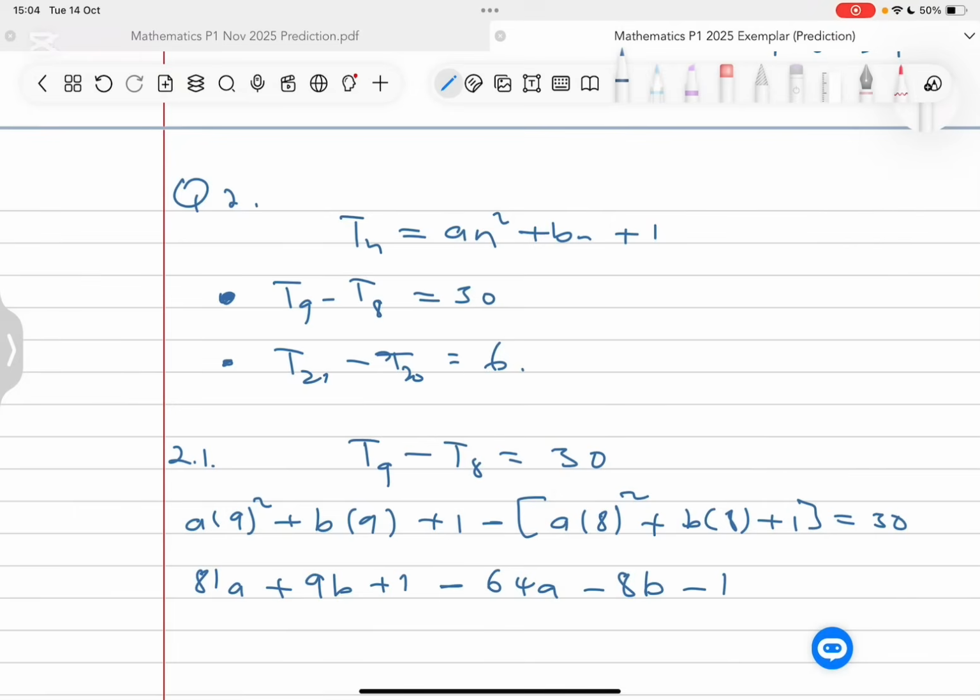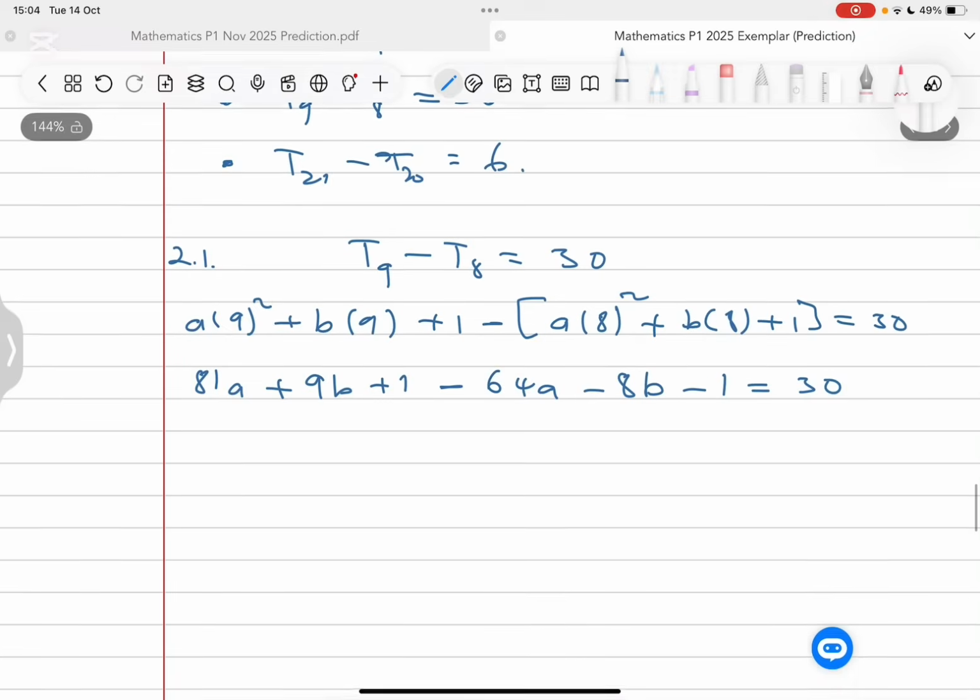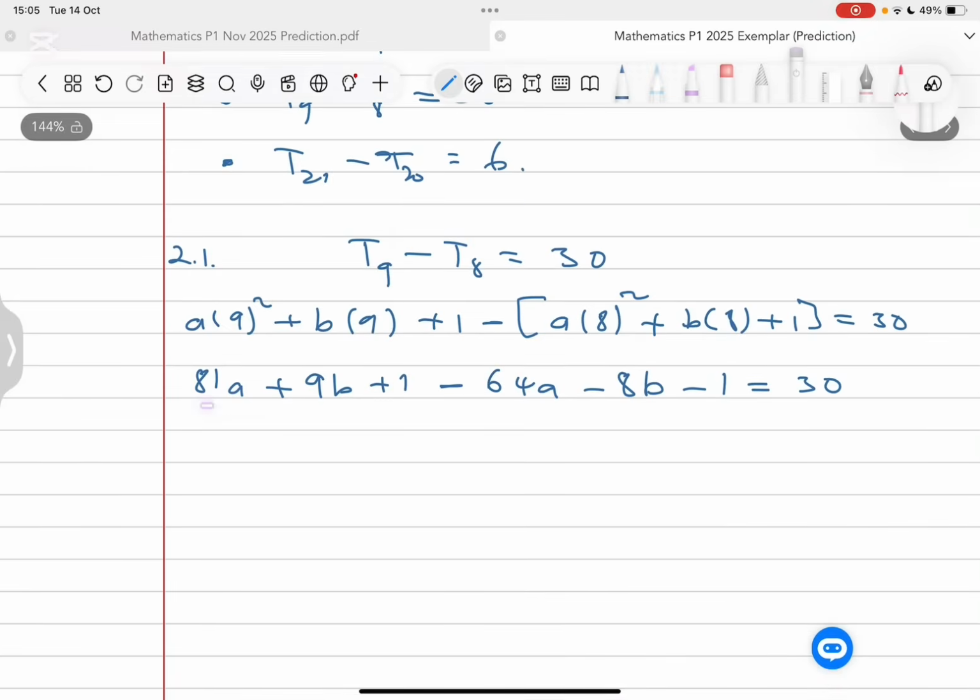And I just have a negative 1 because the negative will multiply that 1 there. Then I have a negative 1. And this should be equals to 13. They are like terms that I can group together here. If you look at the a and the a here, I'm having 81a minus 64a. That should give me 17a. So these two here, they give me 17a.